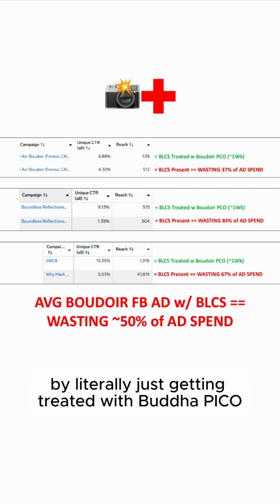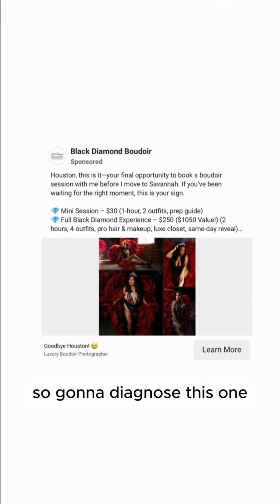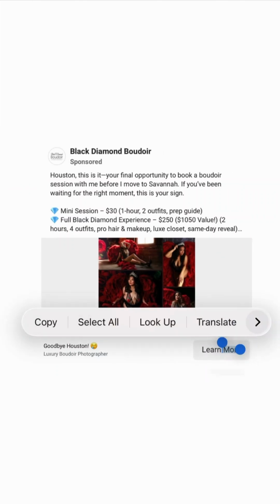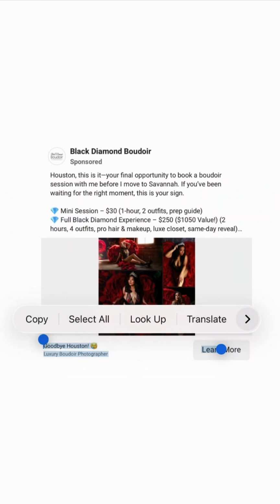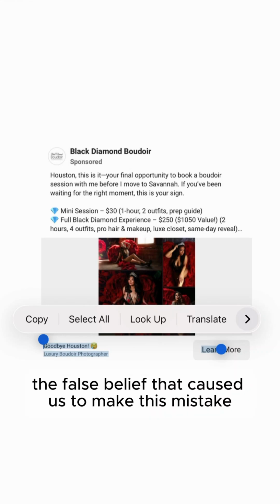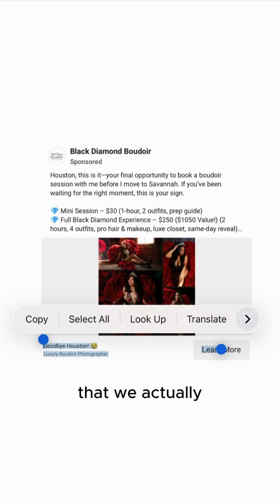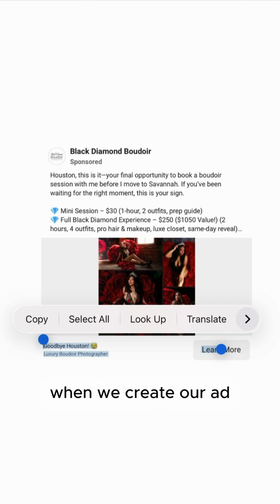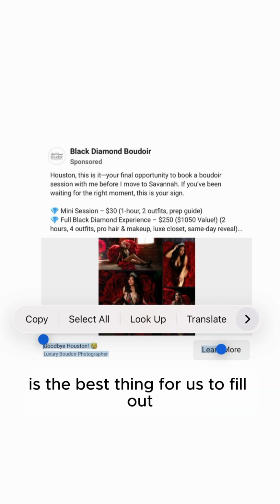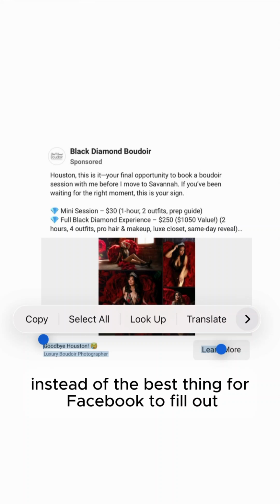by literally just getting. So we're going to diagnose this one. We're going to see if it has BLCS, aka Boudoir low click syndrome. What I'm seeing now is we've got the below creative cluster mistake. The false belief that caused us to make this mistake is that we're trusting that what Facebook recommends we fill out when we create our ad is the best thing for us to fill out, instead of the best thing for Facebook to fill out.